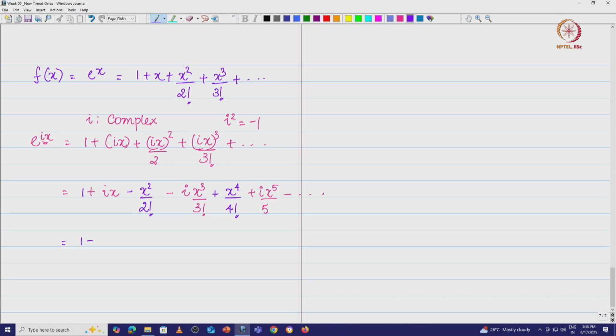So I am going to have 1 minus x squared by factorial 2 plus x power 4 by factorial 4 minus x power 6 by factorial 6 plus and so on, plus i into x minus x cubed by factorial 3 plus x power 5 by factorial 5 minus x power 7 by factorial 7 plus and so on.